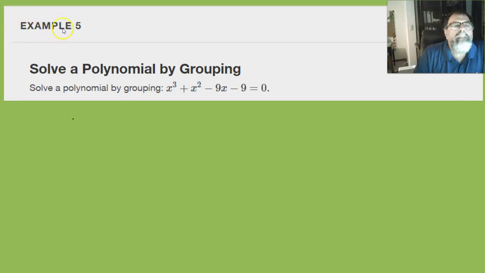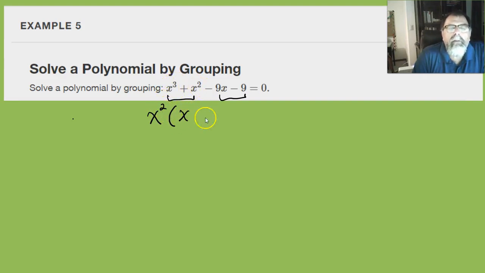Okay, let's look at example 5, solve a polynomial by grouping. So if you recall, you have 4 terms. We want to group this into 2 groups of 2. And you look at the first group of 2 terms. They both have an x, so you take the smaller power, which is squared. Divide out x squared from both terms. So x cubed divided by x squared is x. x squared divided by x squared is 1.